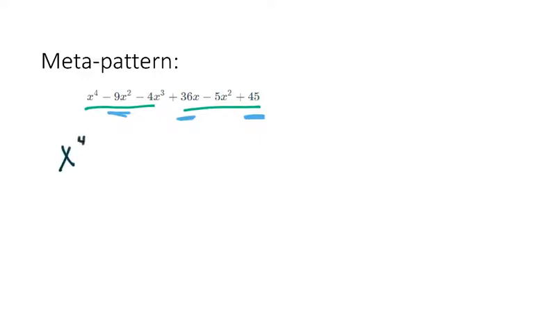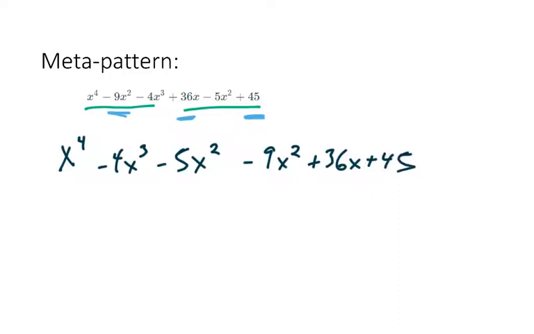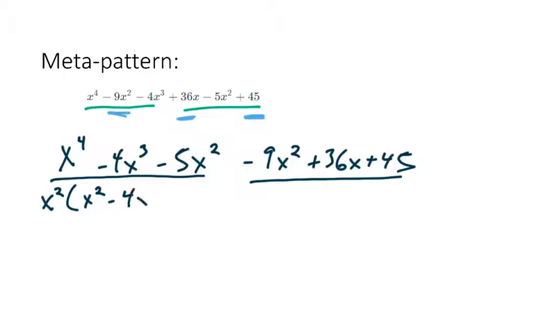So I'm going to get x to the 4th minus 4x cubed minus 5x squared. And then putting these in some sort of order here, I've got a negative 9x squared plus 36x plus 45. And now I'm going to start factoring stuff out. So what do all of these have in common versus what do all of these have in common? This group right here has some x squareds in common. So I've got an x squared, factoring other stuff out, so minus 4x minus 5. And then here, these all have a 9 in common.